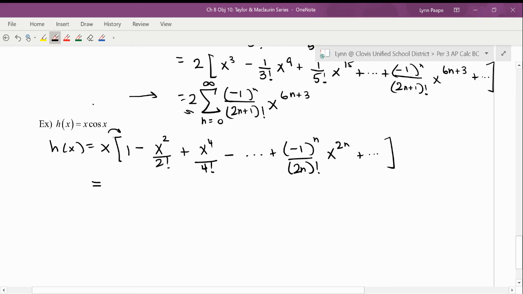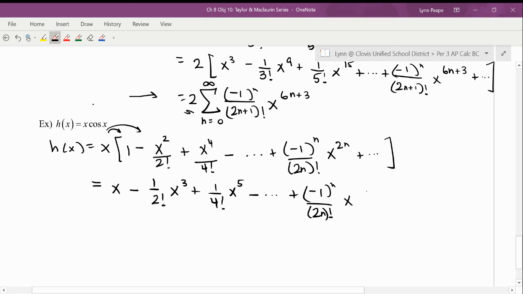So I'm going to go ahead and distribute x into each of those. So x times 1, x. Let me leave some room here for coefficients. So x squared over 2 factorial. And then x times x squared would be x cubed. And then 1 over 4 factorial, x times x to the 4th is x to the 5th. And then negative 1 to the power of n over 2n factorial. And then this would be to the 2n plus 1.